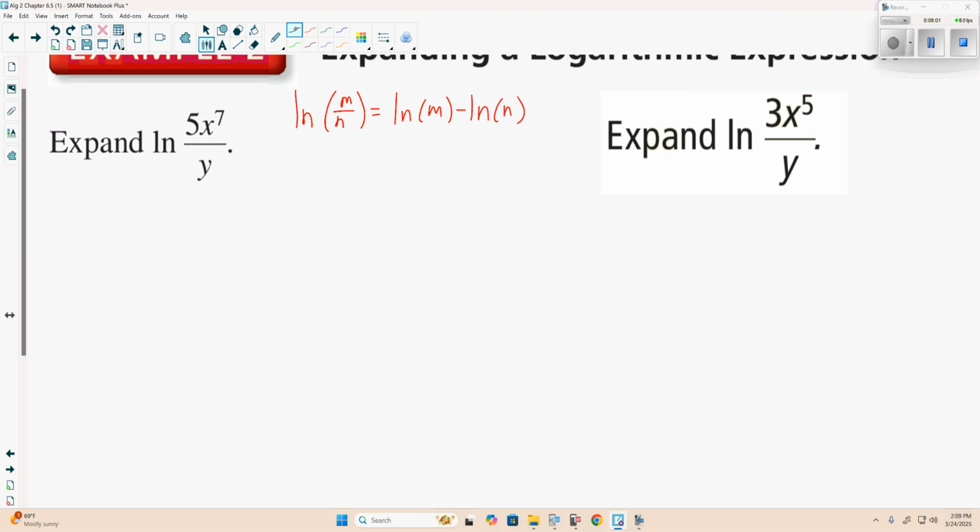So the natural log of m divided by n is equal to the natural log of m minus the natural log of n. This is our quotient property. Now for us, we'll have the natural log of 5x to the 7th. Even though we have more than one term, we have the 5 and x to the 7th, it's on top, so it's going to go first. Minus ln of y. Y is on bottom, it's going to go second.